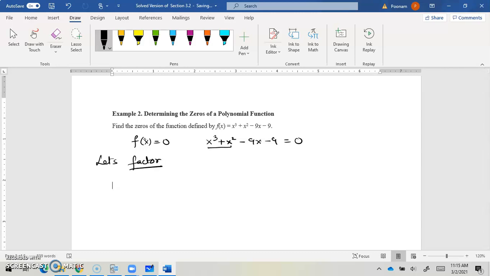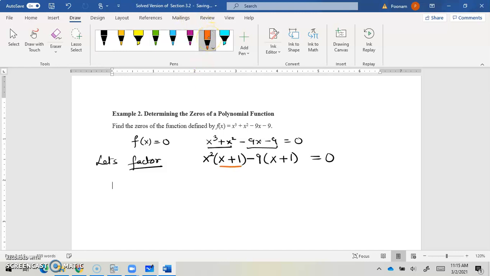So I see in the first two terms, x squared is in both of them. I can factor it out. I would be left with x here plus nothing, so that is 1 here. In these two terms, negative 9 is in both of them. I factor that out. I'm left with x here and nothing, that means plus 1 here is equal to 0.